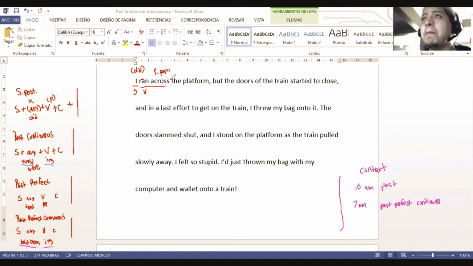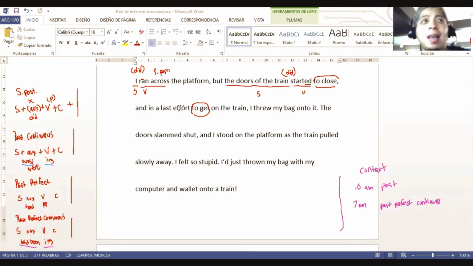So this is the main part of the story. The rest was the context. This is the main part of the story. I ran across the platform, but the doors of the train, this is the subject, started, this is the verb, the auxiliary again is did. You never use it because you don't have the auxiliary, you had to change the verb. And this is the complement. To close is a verb complement. They started doing what? They started to close. And in a last effort to get in the train, this is again another verb complement. It was a last effort, a last push, a last try to get on the train.